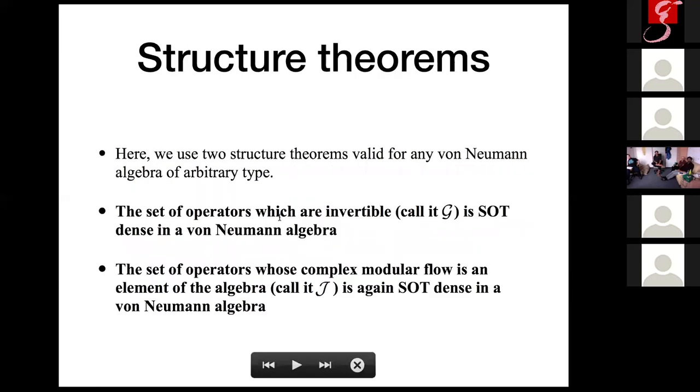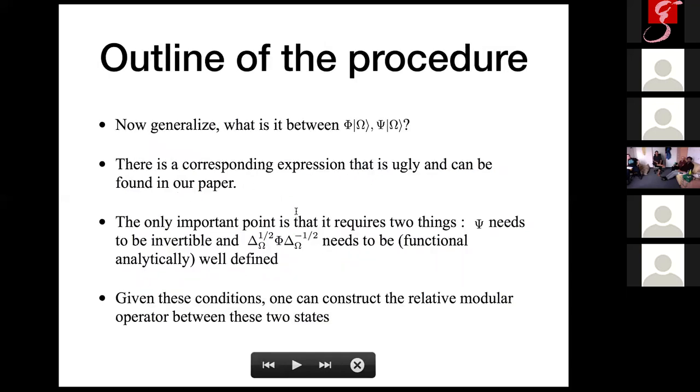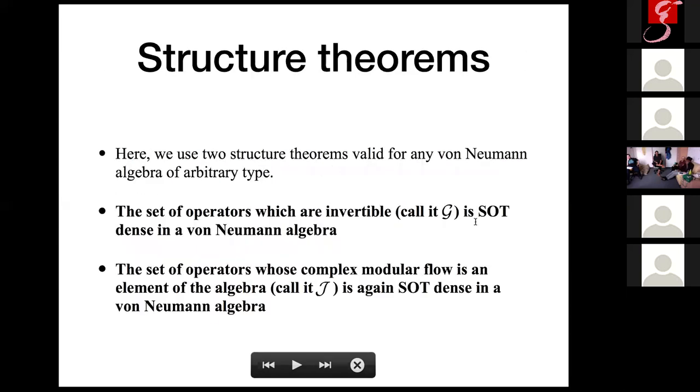What's going to happen is, the set of all operators phi which are invertible, which have a bounded inverse, I'll call it script G. It's actually SOT dense in a one-normal algebra. Unpacking this statement: if I give you a one-normal algebra and you take all the invertible elements in it, by invertible I mean boundedly invertible, that set is strong operator topology dense.